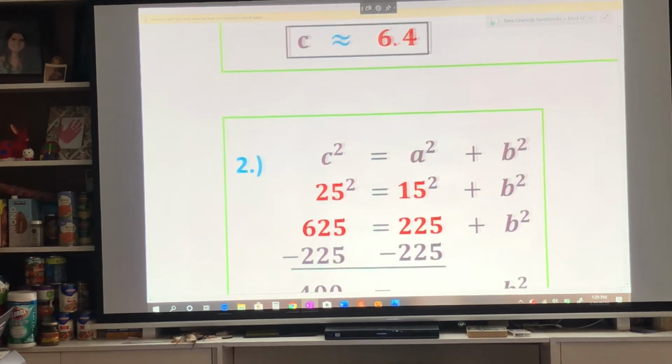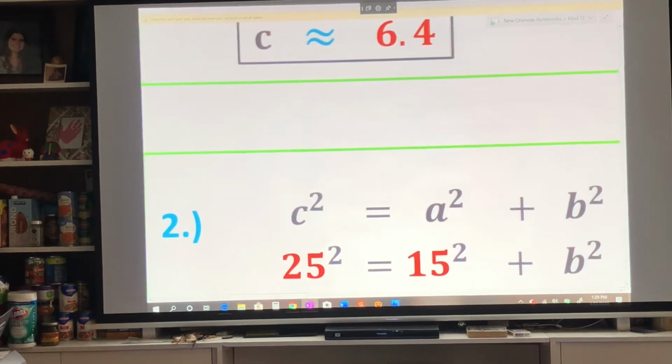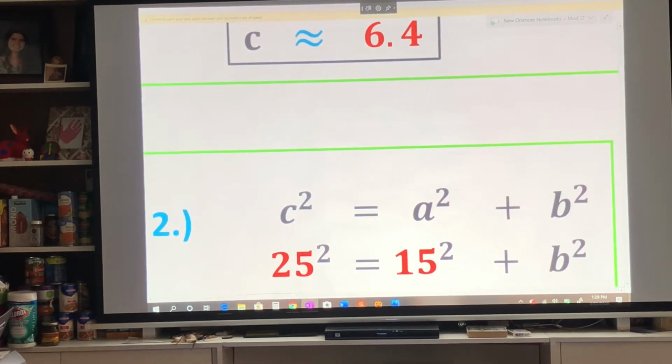We're plugging in what we know. We know C and we know A. Hopefully you remembered these. 15 squared is 225. 25 squared is 625. If you memorize them, you can just pull from your brain and not have to write it out or get a calculator.